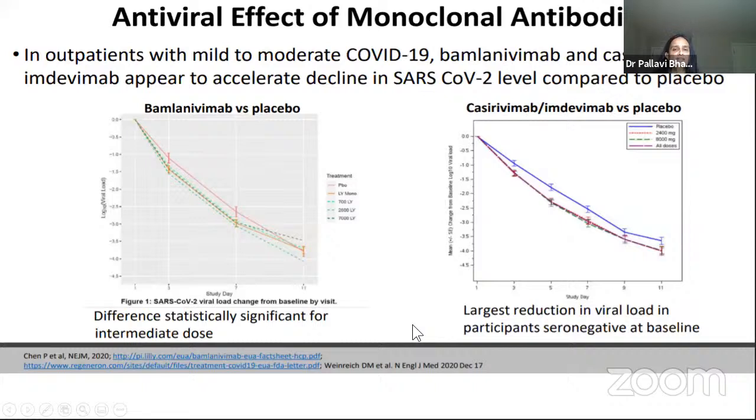So what is the evidence that monoclonal antibodies work besides the non-human primate model that I talked about? In vitro assays clearly show reduction in the viral load, both with the BMAB as well as the combo product compared to placebo. And the largest reduction in viral load with monoclonal antibody combination was seen in patients who were seronegative at baseline, which means when you used it early on.